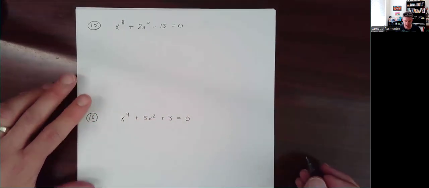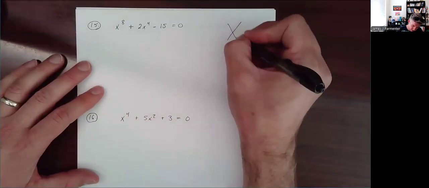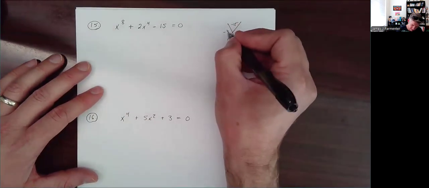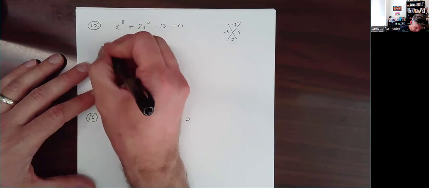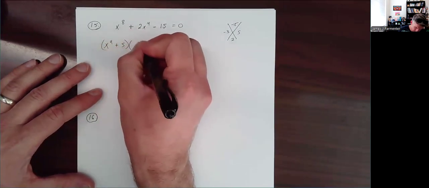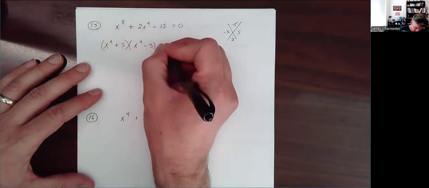So I'm going to do it the other way. I'm looking for numbers that multiply to -15 and add to +2. Those are going to be 5 and -3. So I'm going to have x to the 4th plus 5 times x to the 4th minus 3 equal to 0.